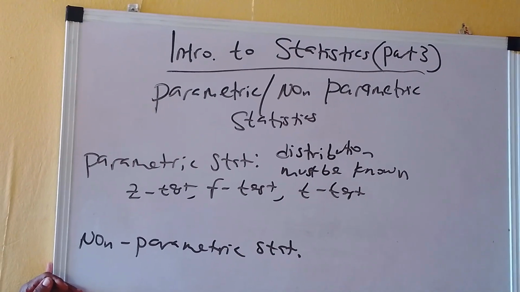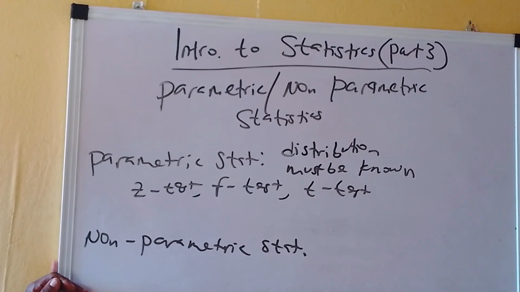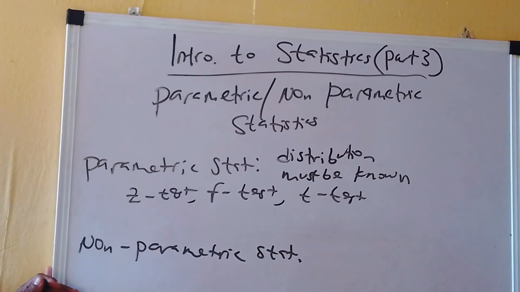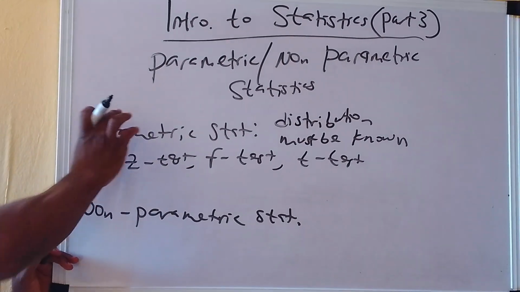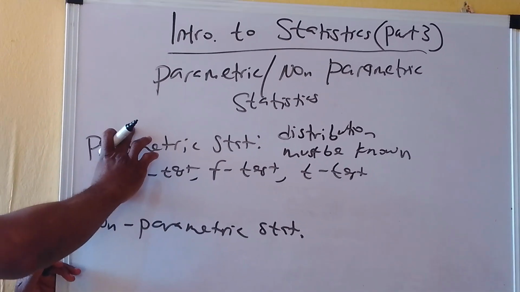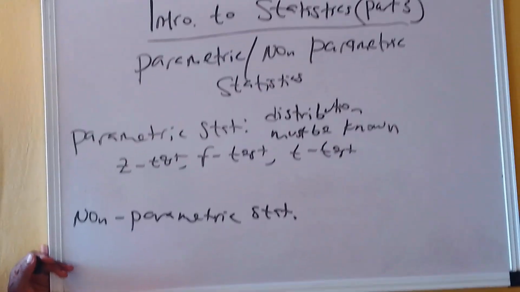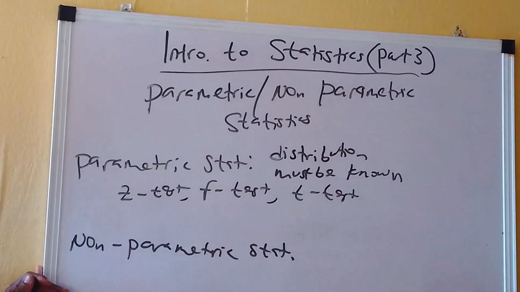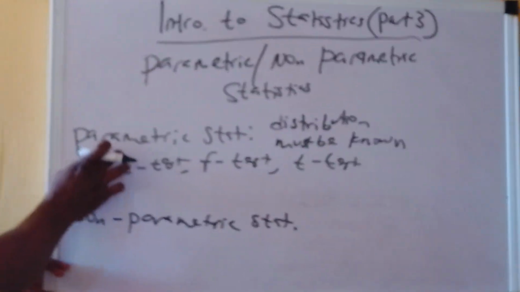Non-parametric statistics normally deal with data that are nominal or ordinal. We normally use them for categorical data, but we use parametric statistics for data that are collected using interval scale and ratio scale. When we get there, you will know what interval and ratio scales are. So this is what we mean by parametric or non-parametric.